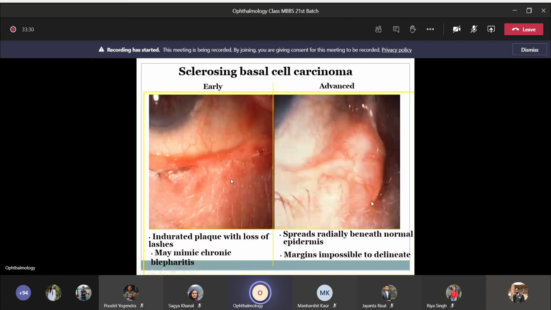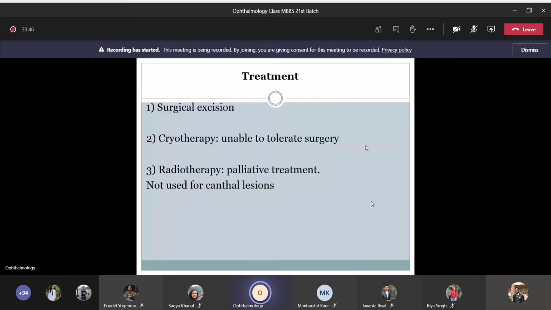And this is advanced type. It's spread radially beneath normal epidermis. Margins are impossible to delineate. We can't differentiate the eyelid margin in this advanced type of carcinoma. And treatment is surgical excision, cryotherapy if it's not tolerable to surgery, and radiotherapy is done for palliative treatment.